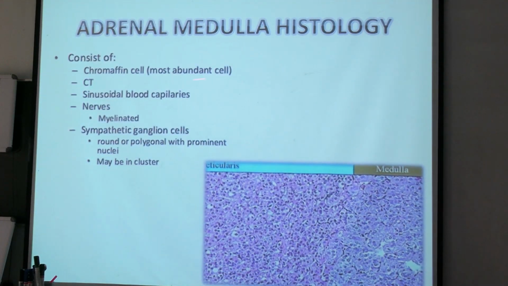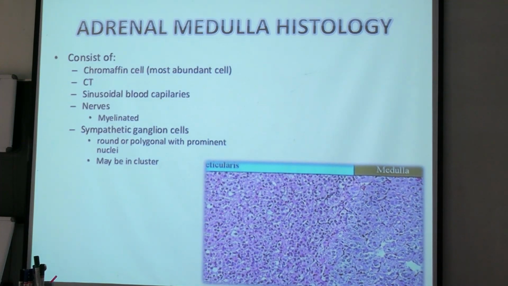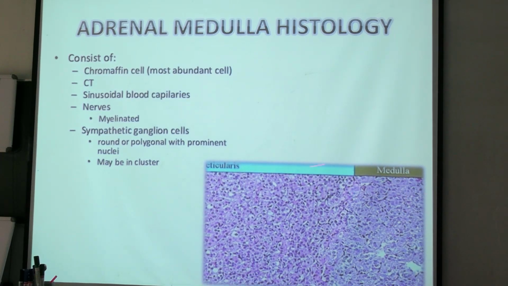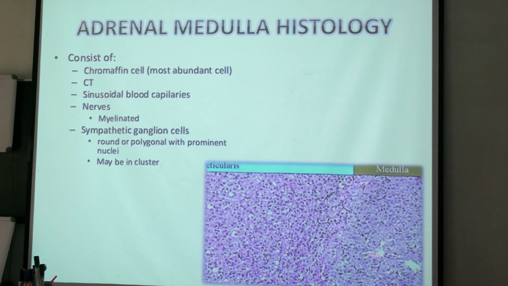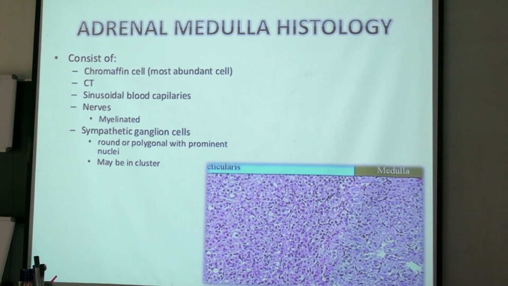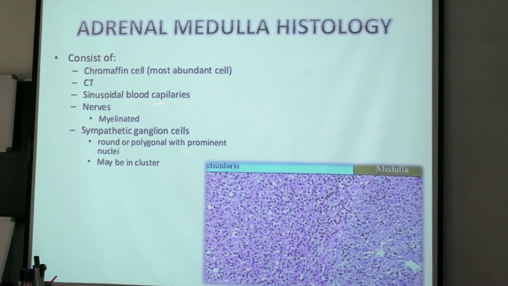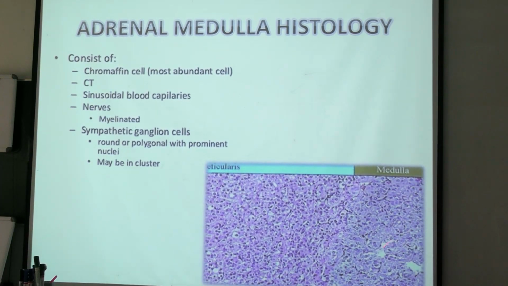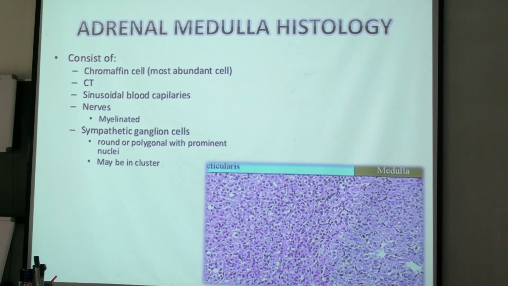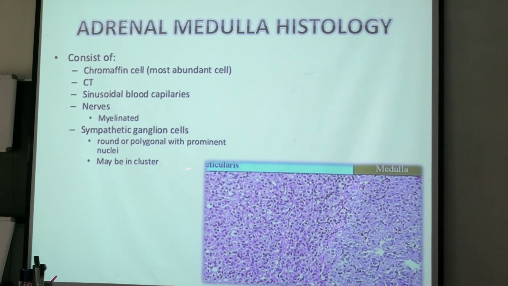Next, we go to the adrenal medulla. So we have discussed all the three layers of the cortex. Okay, next we are going to medulla. Up to this level, this is the reticularis, and this part is the medulla. Polyhedral chromaffin cells you see here, and many sinusoids. So medulla consists of chromaffin cells, the most abundant cells, connective tissue, sinusoidal blood capillaries. These white areas are the sinusoids, and nerves. Nerves are myelinated, sympathetic ganglion cells. They are round or polygonal with prominent nuclei and may be arranged in clusters.